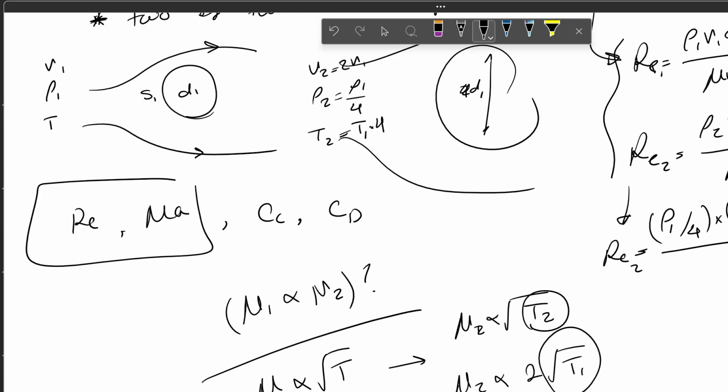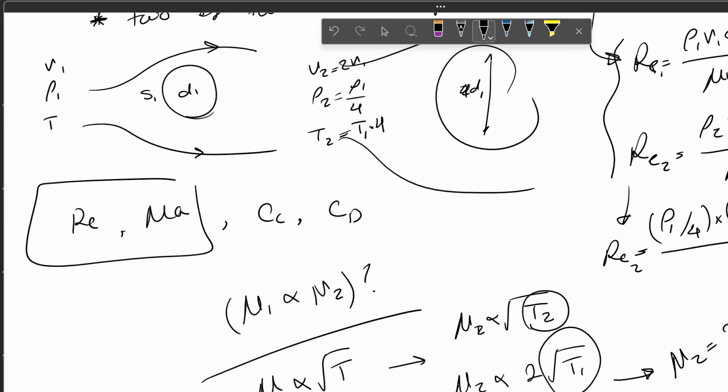Mu1, right? Viscosity. Which essentially means that both of these have a relationship with the square root of T1. One of them is twice the square root of T1, which essentially tells us that mu2 is itself twice the square root of twice mu1, right? Does this make sense? Okay.